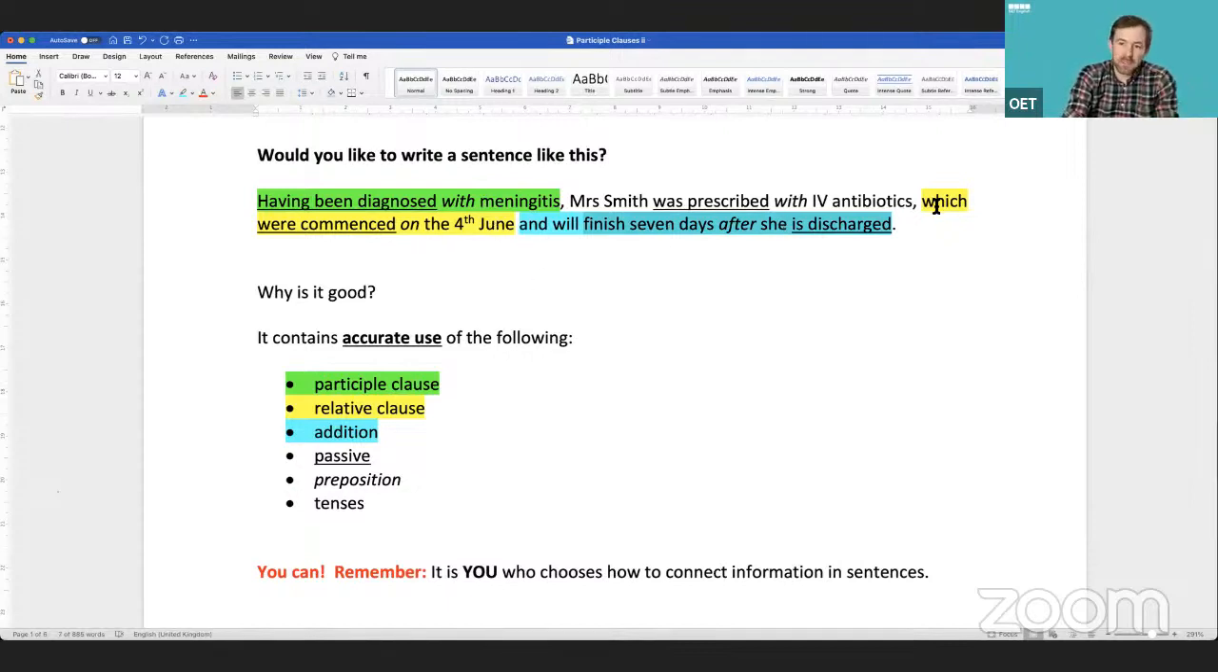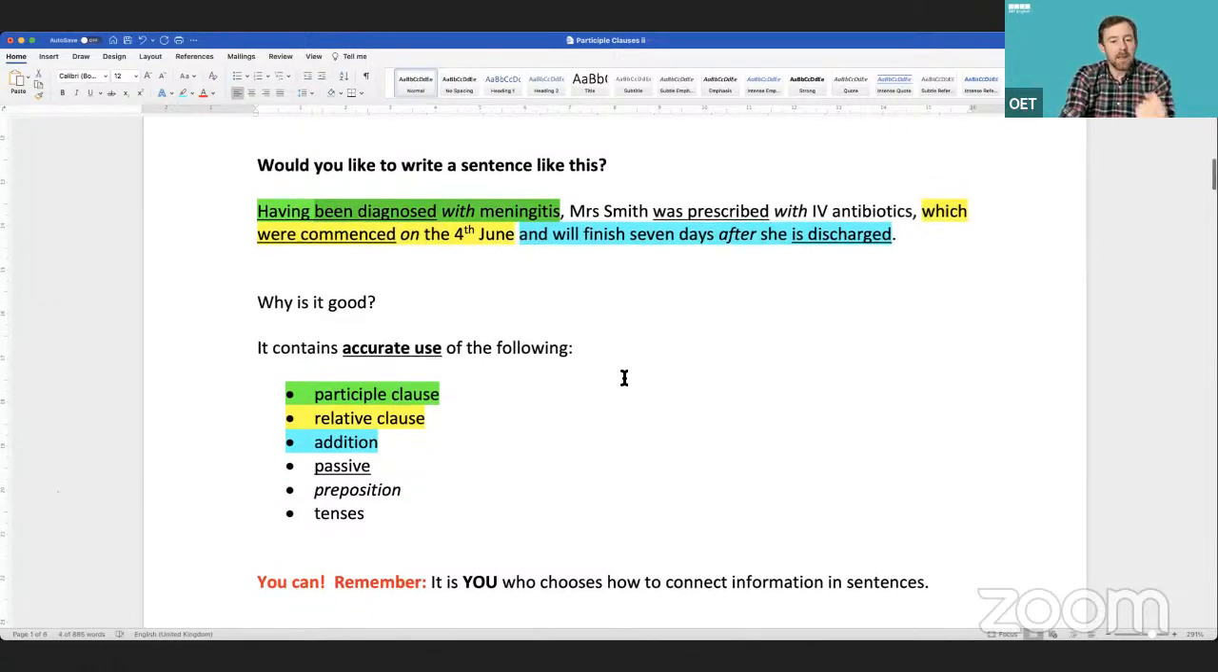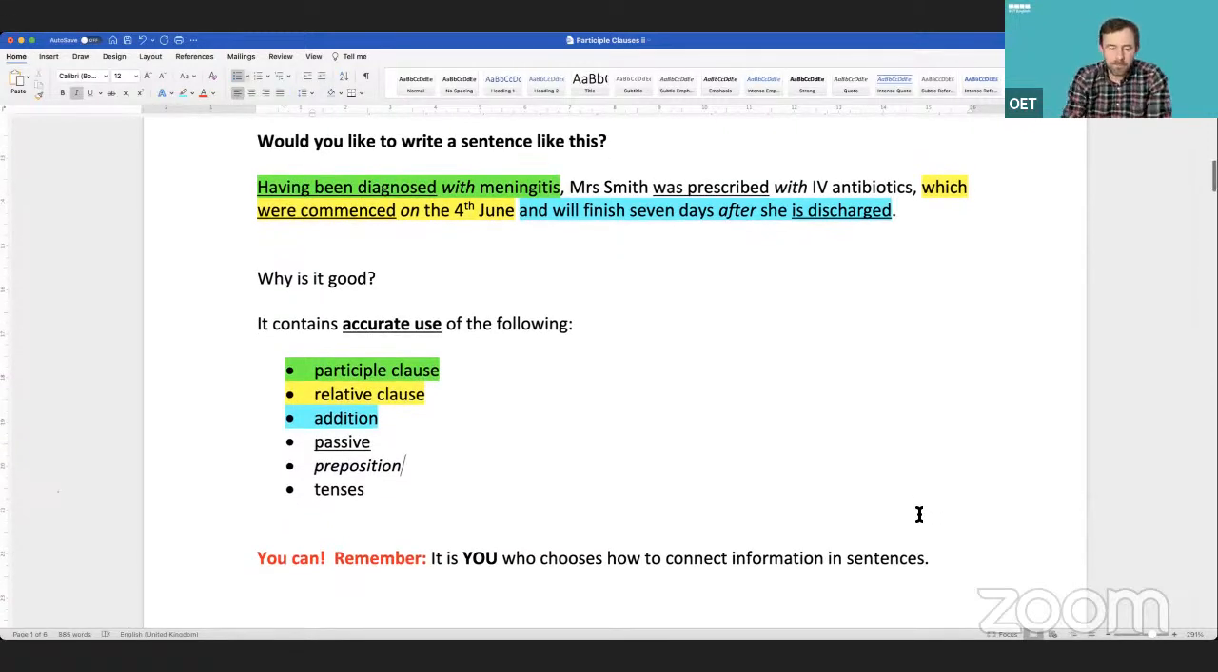If you want to use a relative clause, you can use a relative clause. If you want to use addition, you can use addition. If you want to use causes, results, contrast, participle clauses, you're the person who decides. And I think that once you've learned how to do them, that's when you can think to yourself, this would be useful here. All right, so let's go and have a look at the participle clauses.